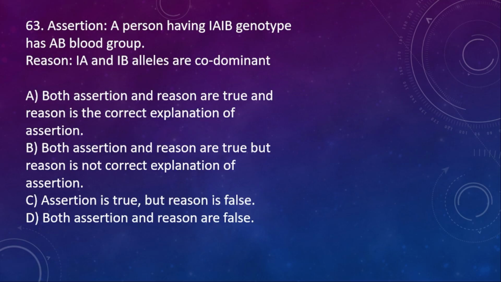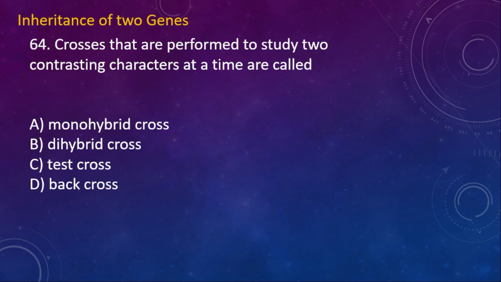Next one, assertion and reason. Assertion: A person having IA IB genotype has AB blood group. Reason: IA and IB alleles are codominant. Here assertion and reason both are true, so the right option will be A. Next one, from the inheritance of two genes.